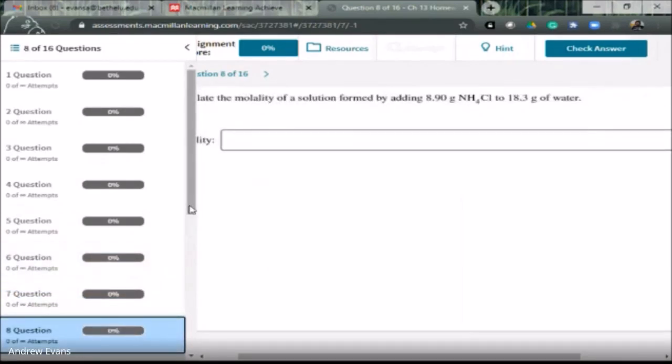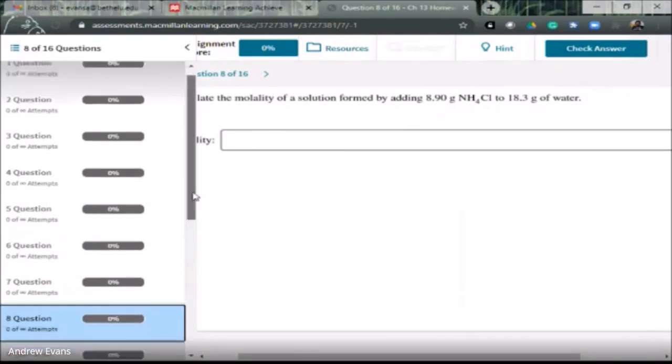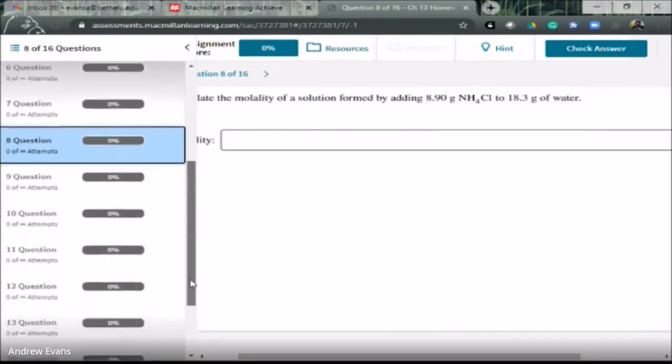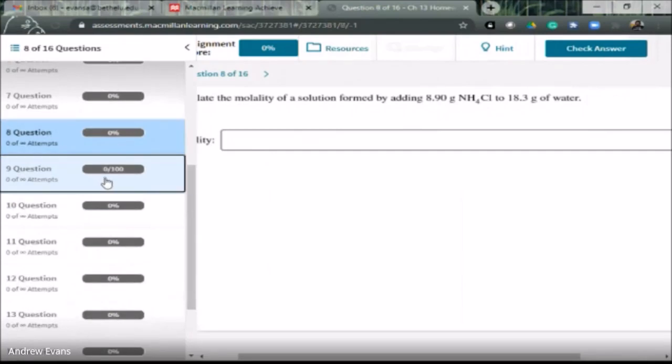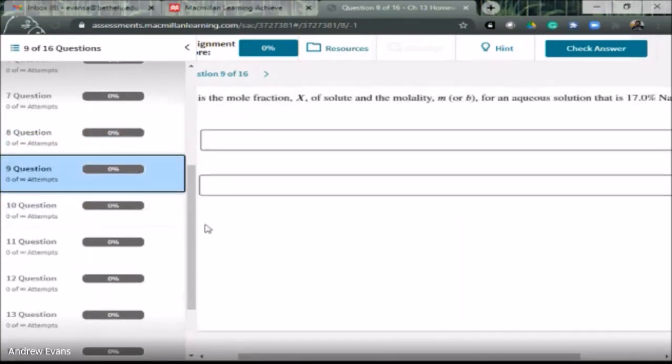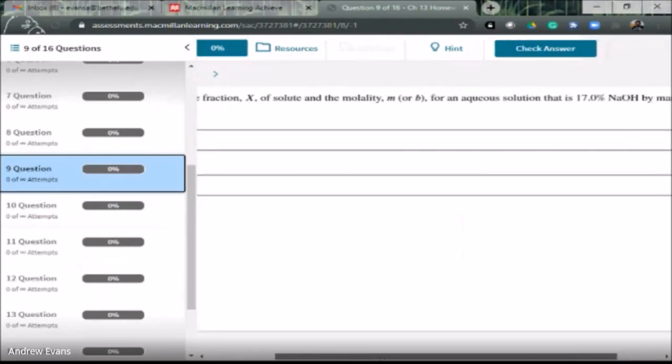Calculate the molality of this. So you turn grams of ammonium chloride to moles. You divide by kilograms of water. I'm not going to bother to solve that one out. Mole fraction. Mole fraction is the moles of A divided by the total moles.